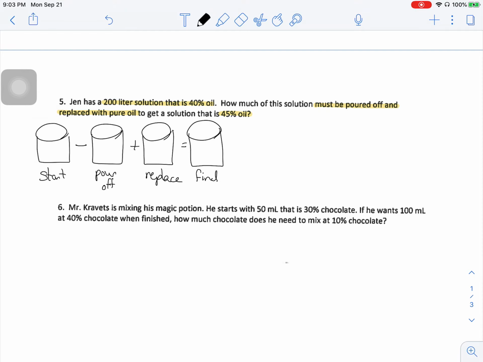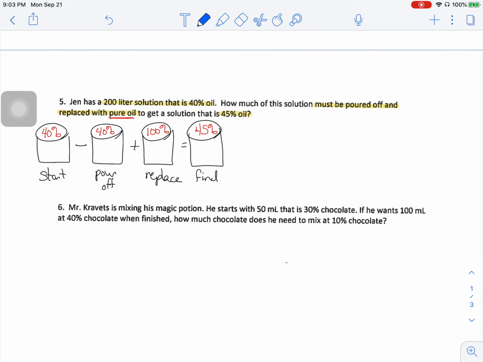Okay. So let's start filling in some percentages here. What are you starting with? You are starting with 40% oil. If you are starting with 40% oil, that solution that you pour off would still have 40% oil. Okay? You are replacing with pure oil. Well, pure oil is 100% oil. There's nothing else in it. It is pure. And you are going to get a solution that is 45% oil. Okay, so there are all my percentages.